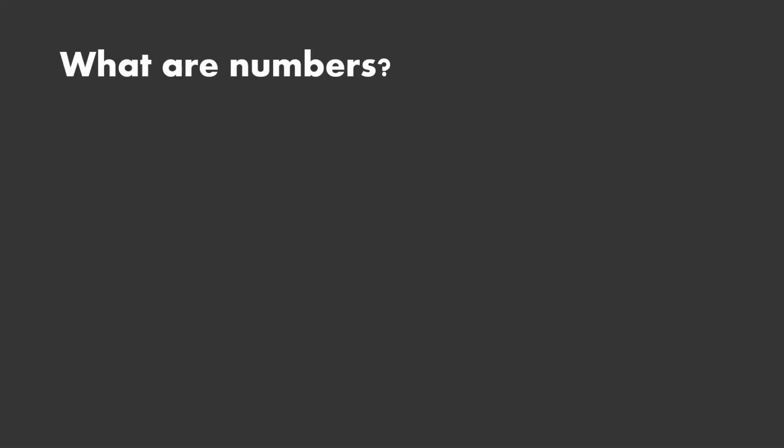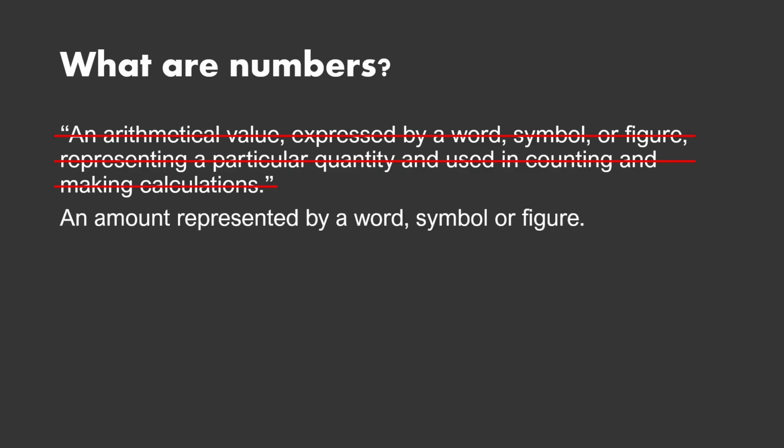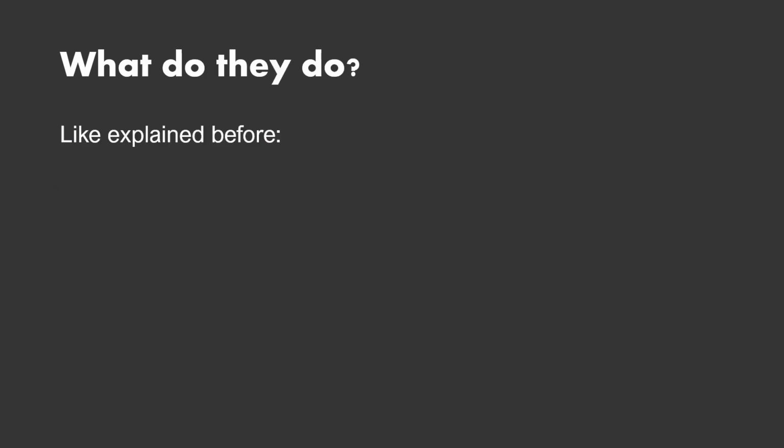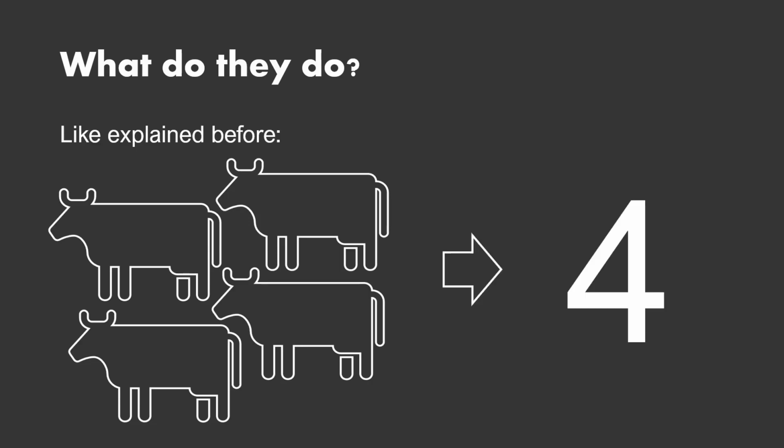What are numbers? They are an amount represented by a word, symbol or figure. That's a very brief, simplified explanation, so just don't quote that one. What do they do? Well, as explained before, they take an idea or an amount and turn it into one specific thing or multiple specific things that can be communicated much more easily.